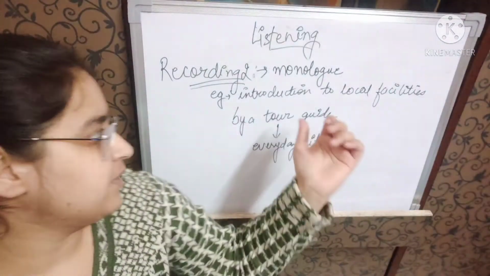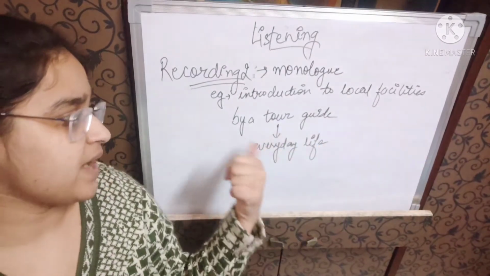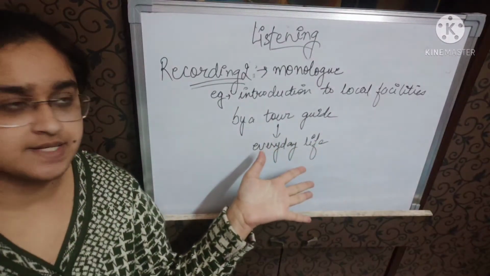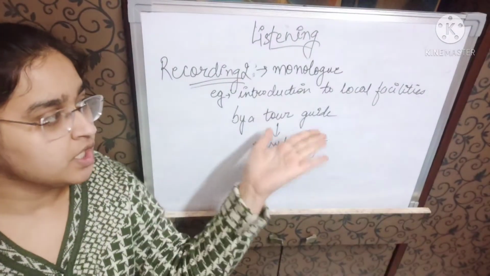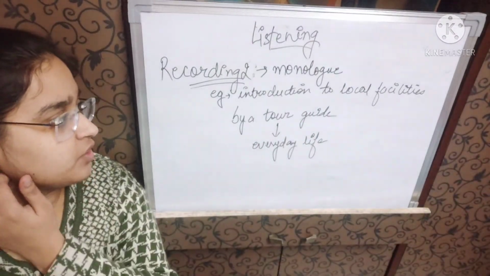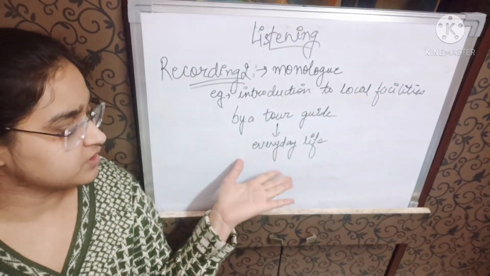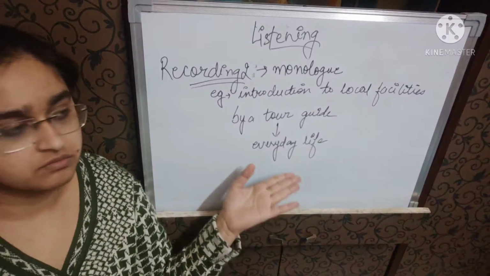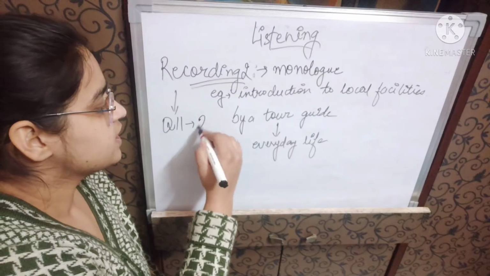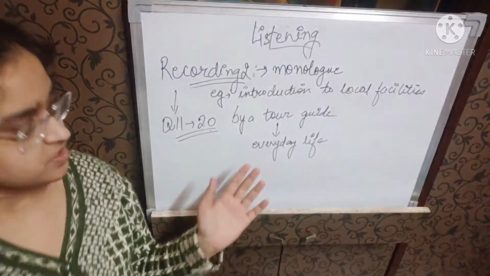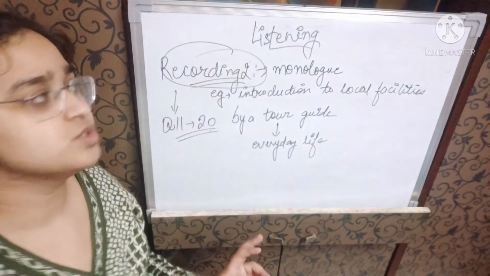So here the example is written: an introduction to local facilities by a tour guide. The tour guide is giving his or her introduction to the local facilities, right? So this is the monologue conversation, and recording 2 consists of questions from 11 to 20. So these are about recording 1 and recording 2 of the listening.